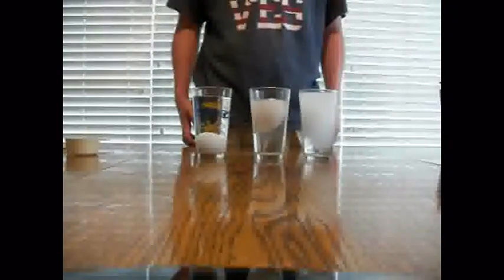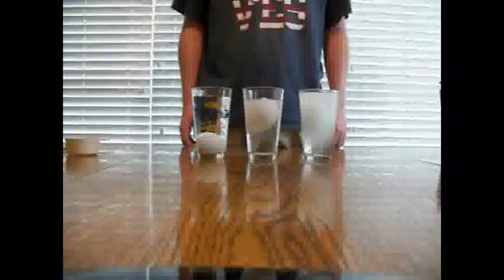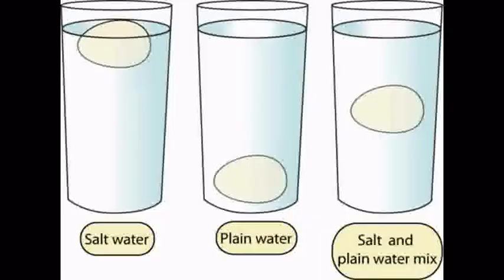Wow, that was exciting. I'll now go into a little more detail and explain more about density. In order for an object to float, the object must be less dense than the water. Obviously, the egg was not less dense than the fresh water in the first glass. By adding mass, I increase the water's density enough so that the egg floats.